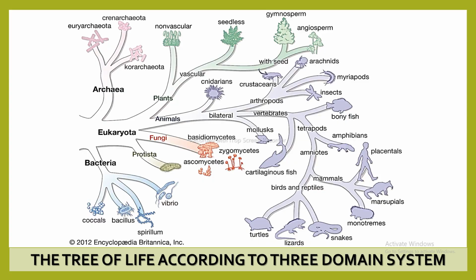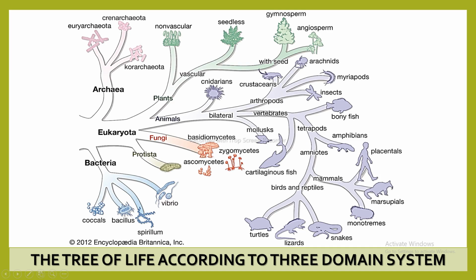So this is the tree of life, according to the three domain system. First, Archaea is divided into three phyla: Euryarchaeota, Crenarchaeota and Korarchaeota. On the other hand, Eukaryota is divided into the plants. Plants are further divided into non-vascular and vascular. Vascular plants are further divided into seedless plants and seed plants. Seed plants are further divided into the gymnosperms and angiosperms.